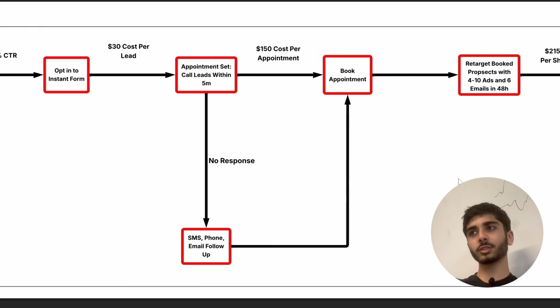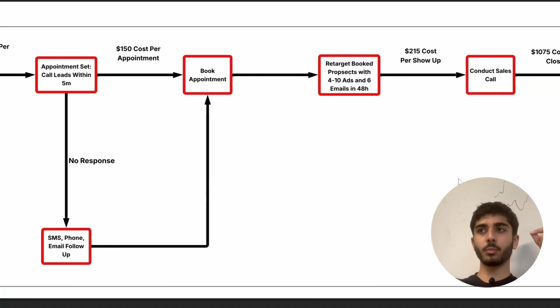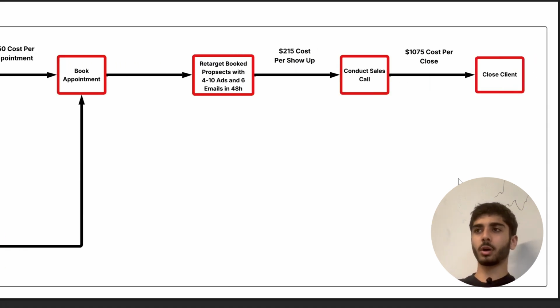After we get them booked on an appointment, we're going to retarget the booked call prospects with 4 to 10 ads and 6 emails within 48 hours. This will hopefully lead to a $215 cost per show up, as not everyone is going to show up to the calls, so that's around a 75% show up rate. From these show up calls, we're going to aim to close them at $1,075, which is a 25% close rate.